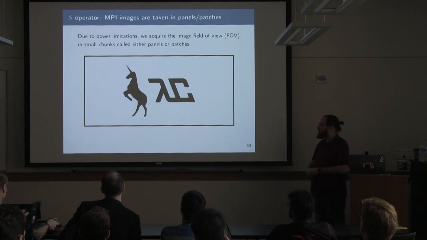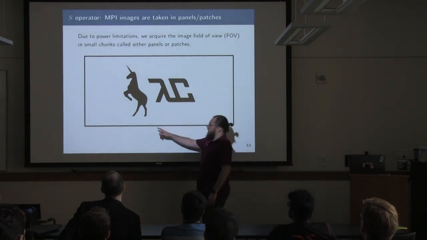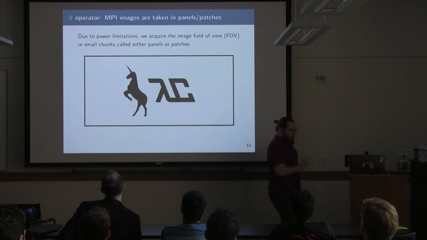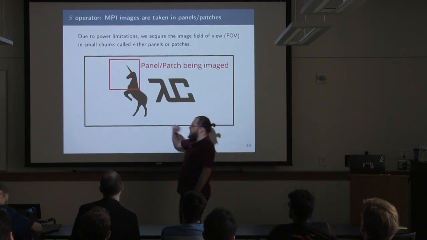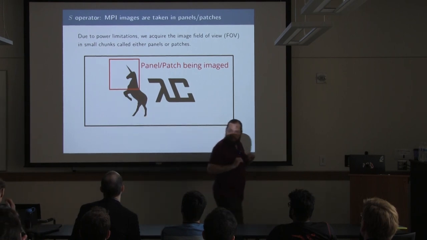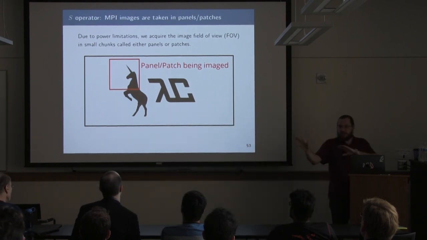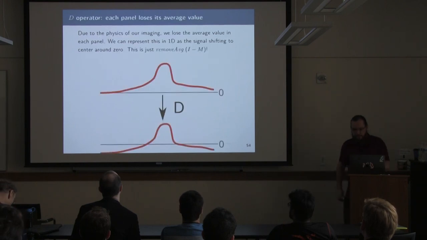So when we think about this, say we have the LambdaConf logo, right? The S operator says, I can only take a chunk. When I'm doing my magnetic fields, due to power requirements, I can only image a chunk of the field of view at a time, right? I know which chunks I'm imaging, but I can only do it in pieces.